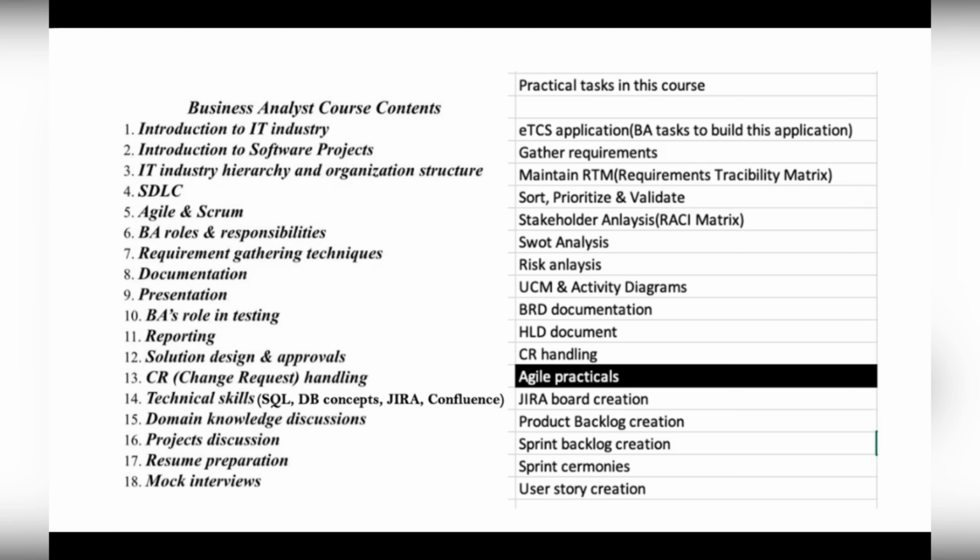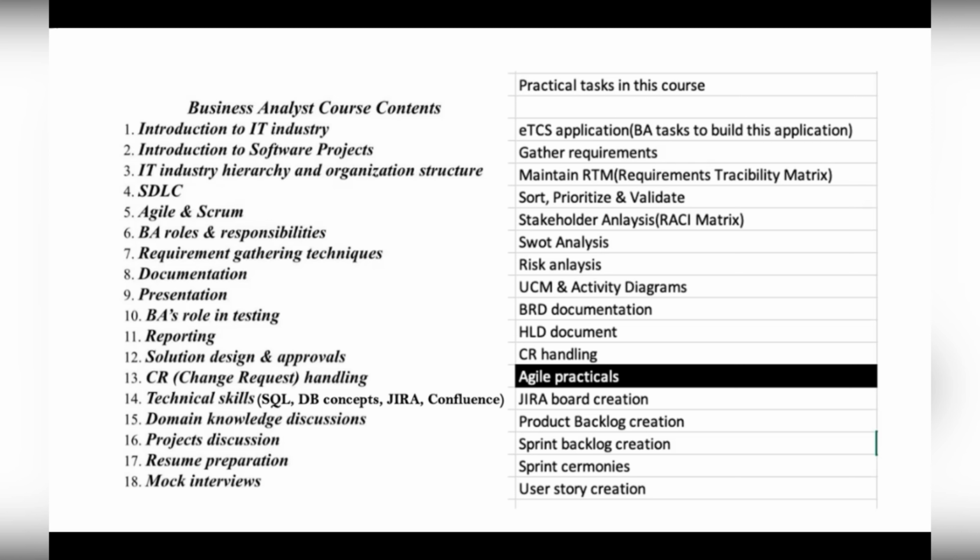The 12th one is solution design and approvals. Once you identify a problem by speaking with your business team, the developers, your team members and your solution architects come up with a solution, and you need to understand that solution design and get approvals from various stakeholders. How do we do that? We'll do it in the 12th chapter.